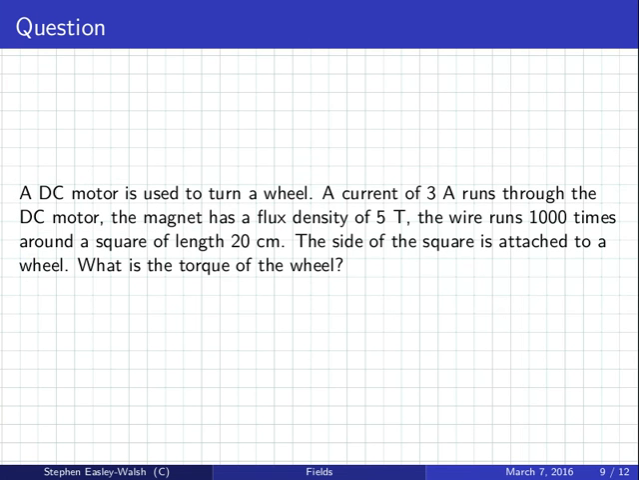A DC motor is used to turn a wheel. The current is 3 amps. The flux density is 5 Tesla. The wire runs 1,000 times around a square of length 20. The square is attached to a wheel. What's the torque? Okay, so which formula is this? BIAN. So calculate the torque, please.